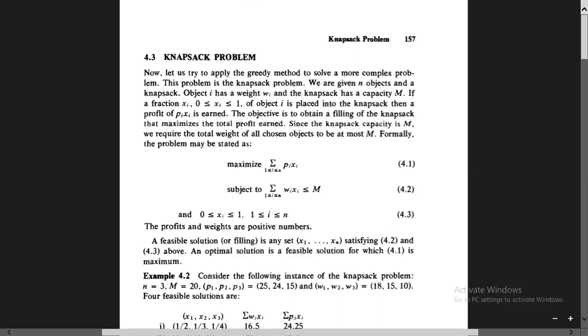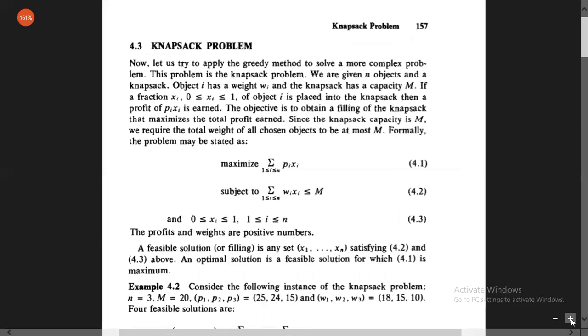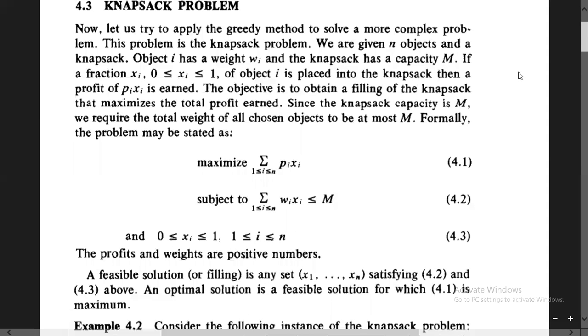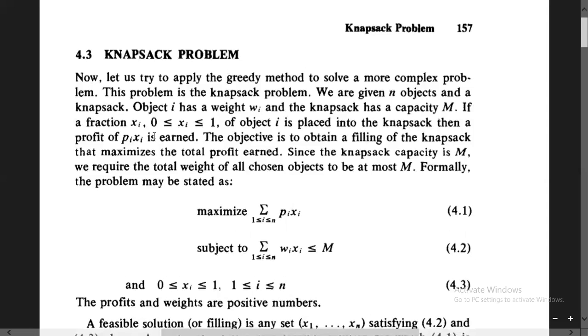Before solving the problem, we will see the definition of the knapsack problem. What is this knapsack problem? Have a look at the statement. We are given n objects and one knapsack. Knapsack is nothing but a bag. The number of objects is n. The ith object has the weight wi, and the total capacity of the knapsack is capital M.